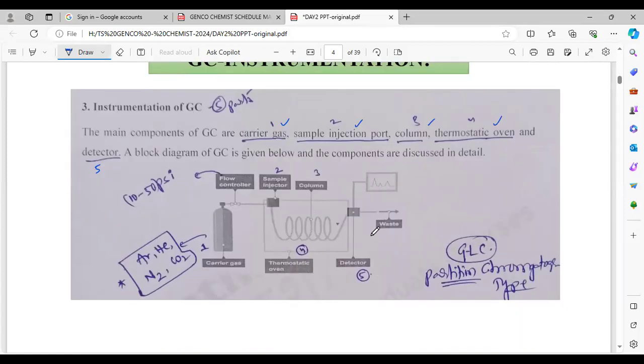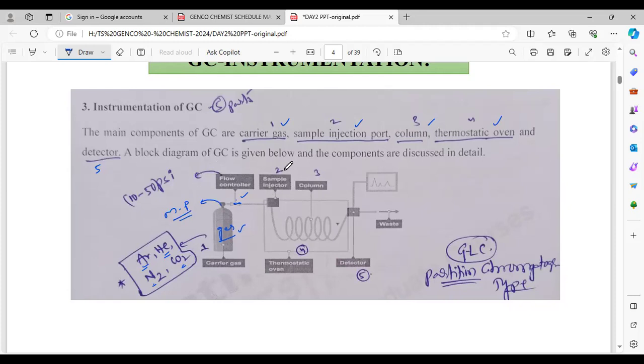Let's see, this is an instrument. Here, this is the carrier gas cylinder I'm using. In the carrier gas, generally inert gases like argon, helium, nitrogen, carbon dioxide are used. And this is a flow controller. It is like a valve. It controls the flow of the gas. Here, this gas is nothing but your mobile phase. That means it is an eluent.